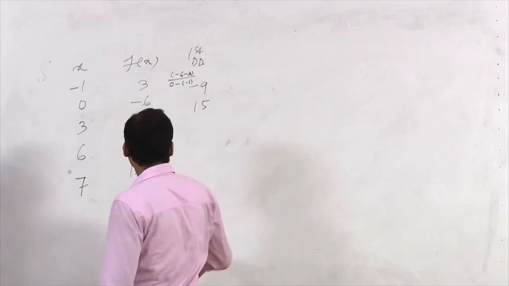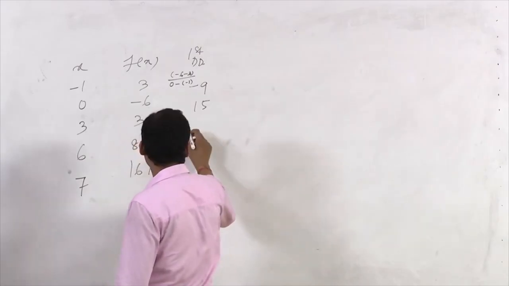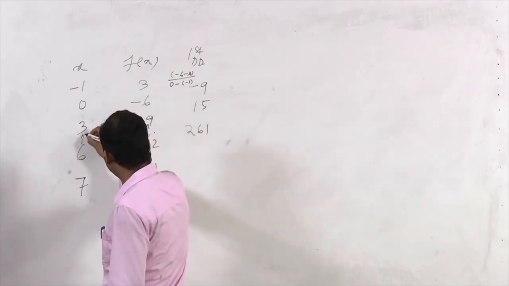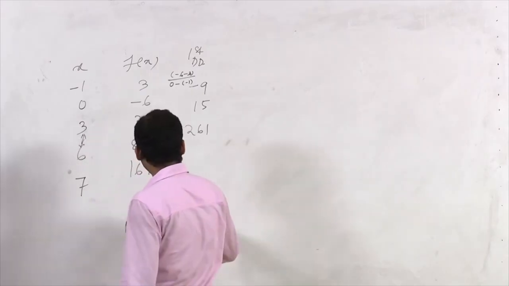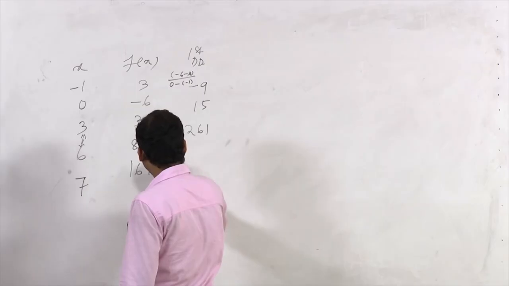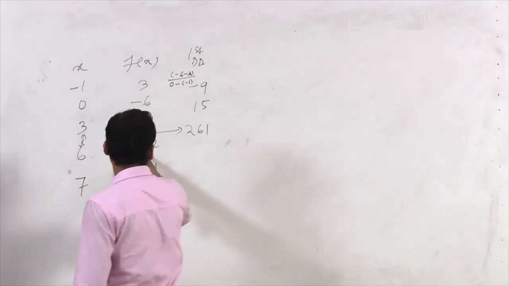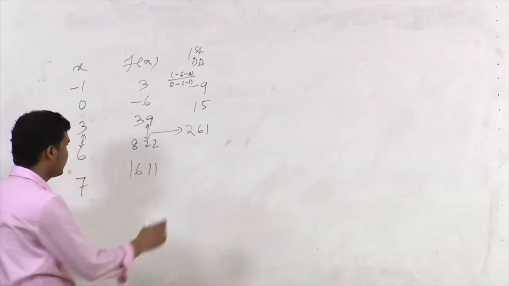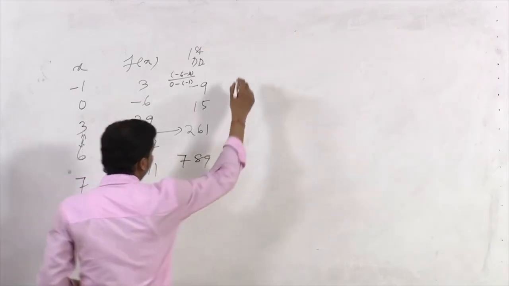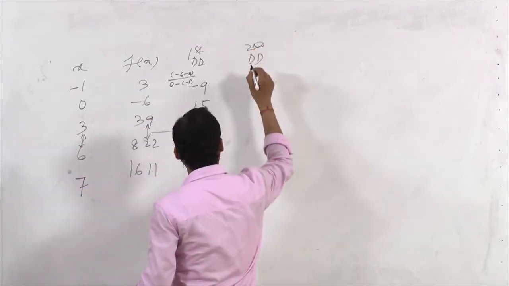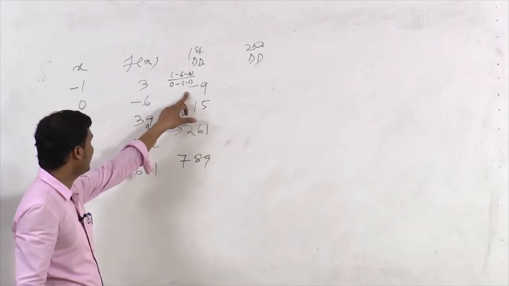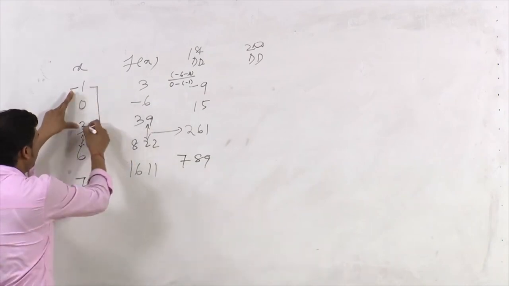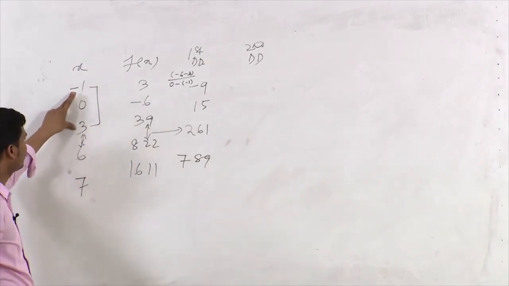And if I take the next difference here, I get 261. This means the difference between these two divided by the difference of these two. Similarly, taking 1611 minus 822 divided by 7 minus 6, I obtain the value 789. Next, we go for the second order divided difference, that is 15 minus of minus 9 divided by 3 minus of minus 1.